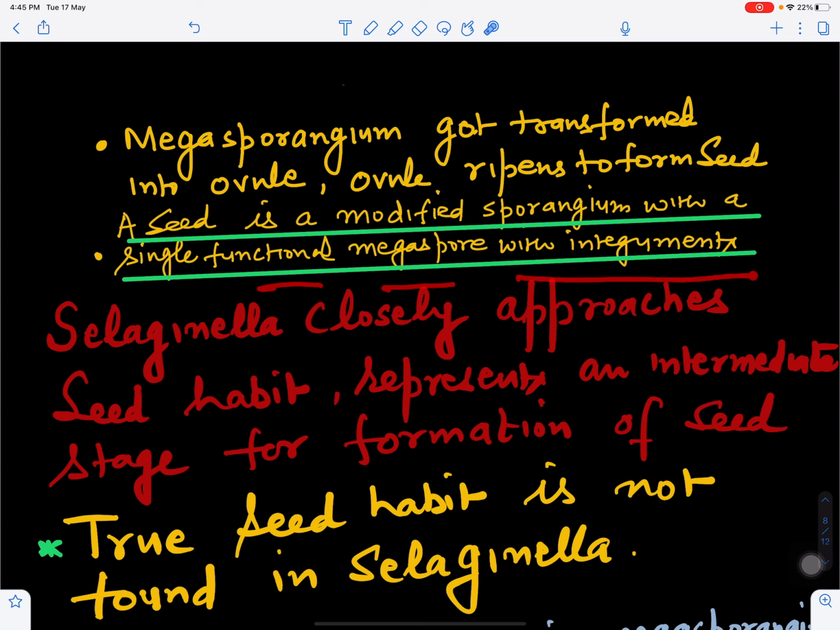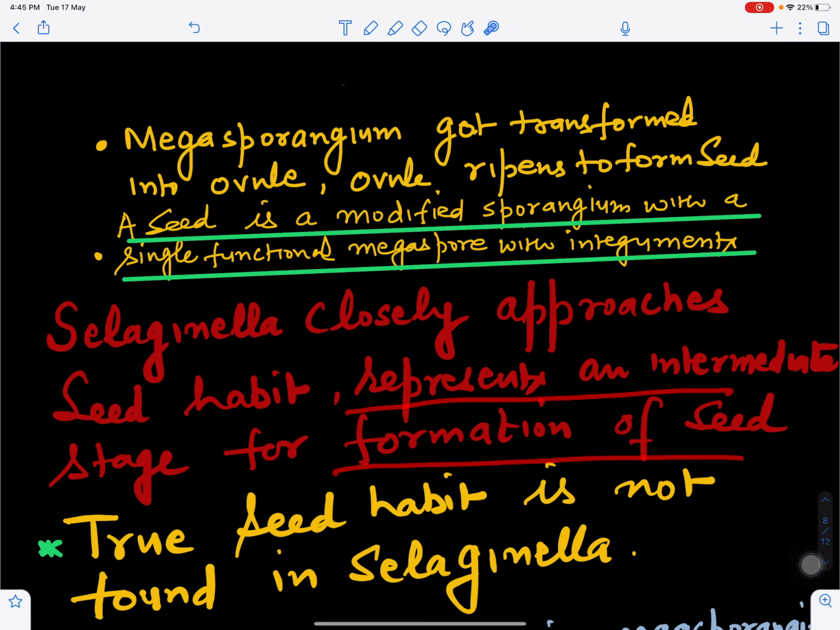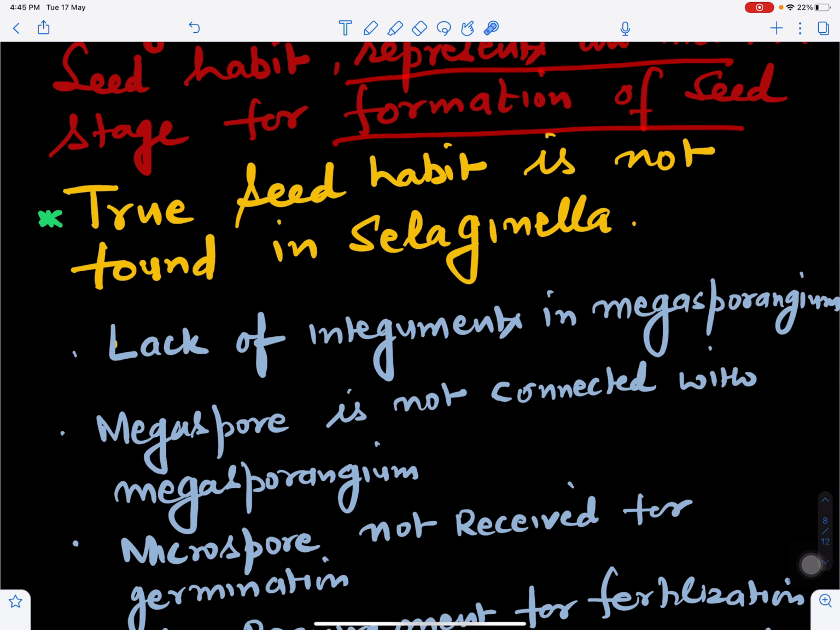So we have discussed what is integument. Now this is the nucellus and these are its coverings. These coverings are called integuments, right? So Selaginella closely approached seed habit, represented an intermediate stage for the formation of the seed, but true seed habit is not found in the Selaginella.